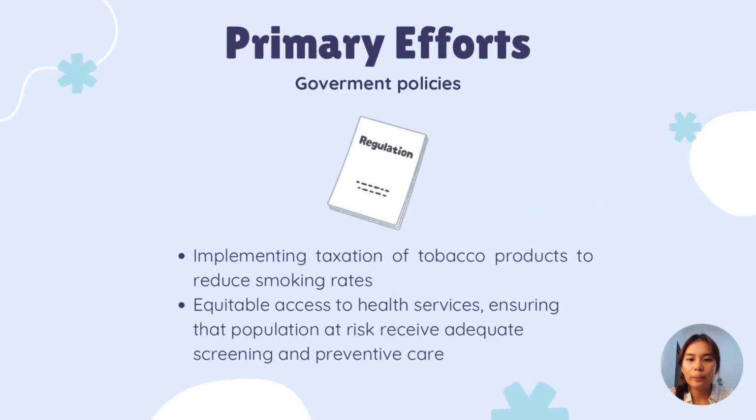Government policies that support public health infrastructure and resource allocation enhance primary prevention efforts. Examples include implementing taxation of tobacco products to reduce smoking rates that can lead to cardiovascular disease. Equitable access to health services ensures the population at risk receives adequate screening and prevention care.